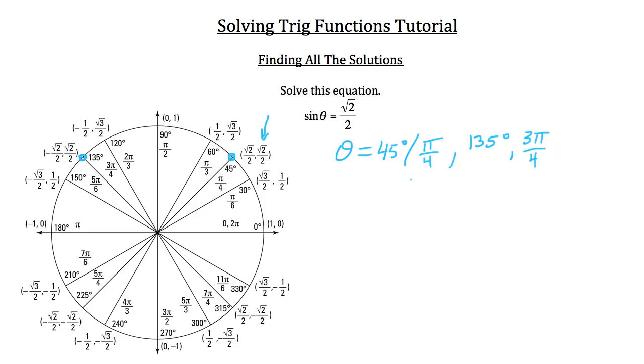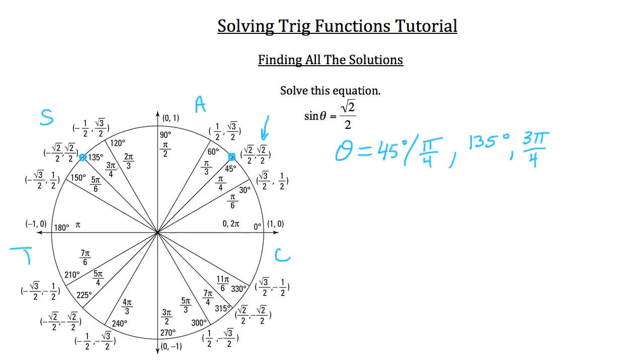Now remember your acronym here: All Students Take Calculus. Obviously your sine value is going to be positive here in quadrant 1 because all trig functions are positive in quadrant 1. However, you knew to look in quadrant 2 for your second value for sine theta here because your sine was positive, and that's the only other quadrant in which your sine values are positive.